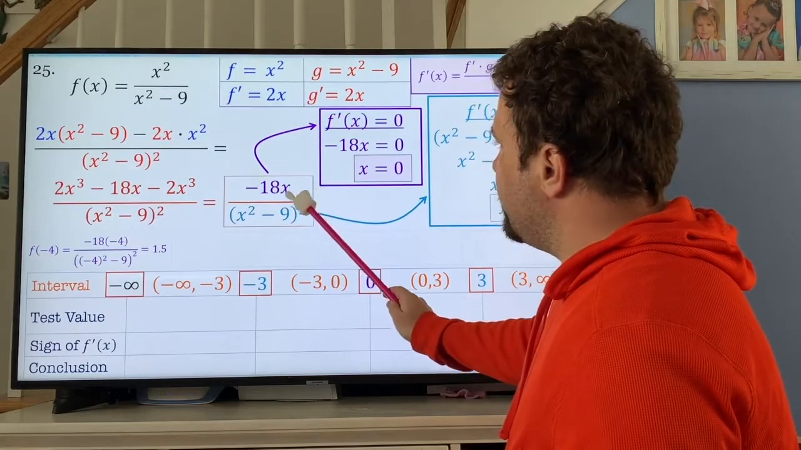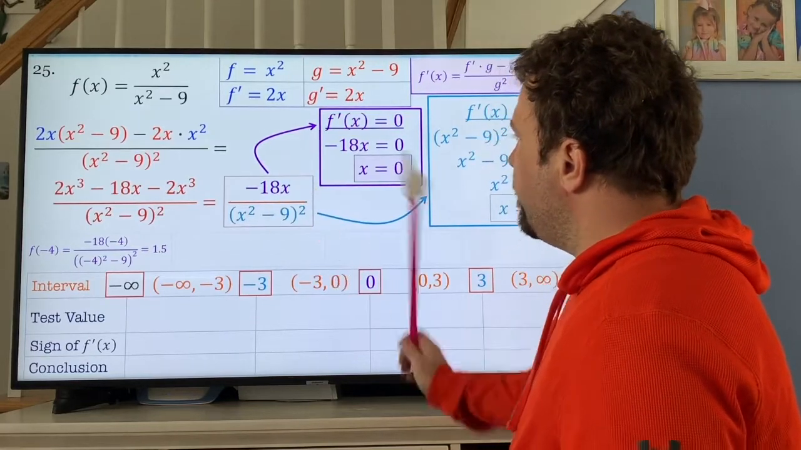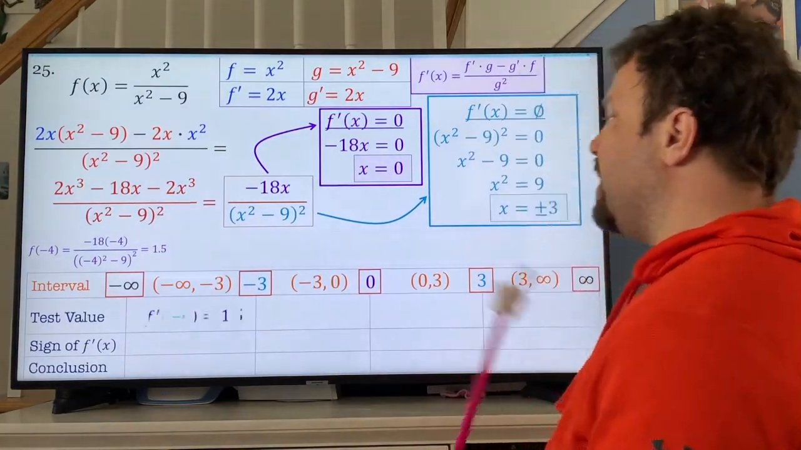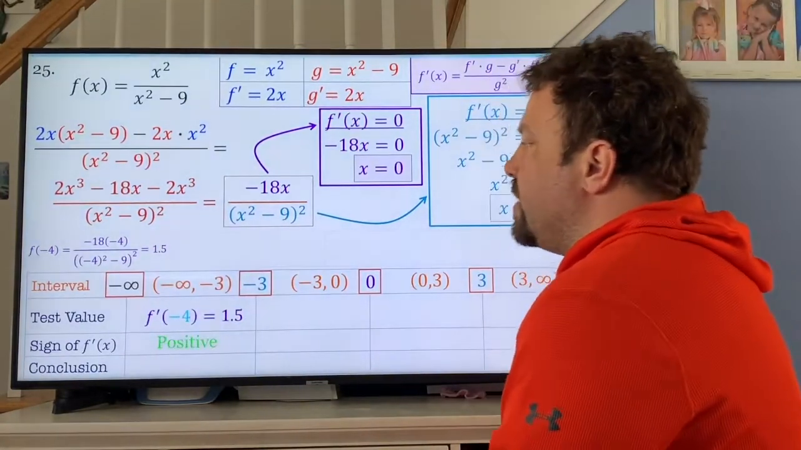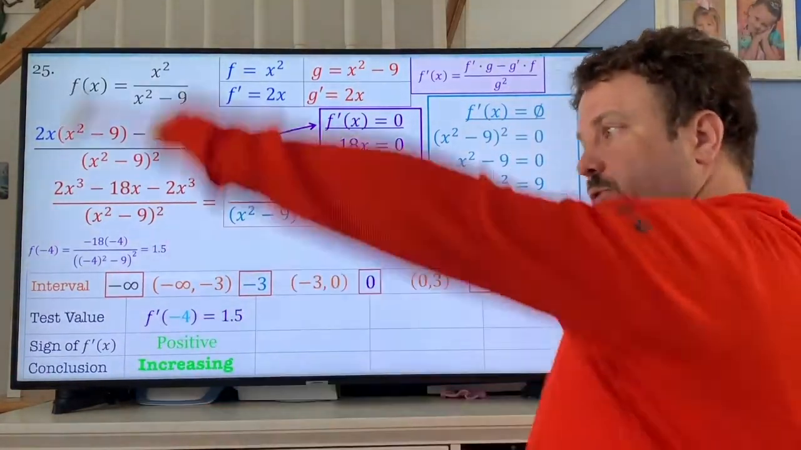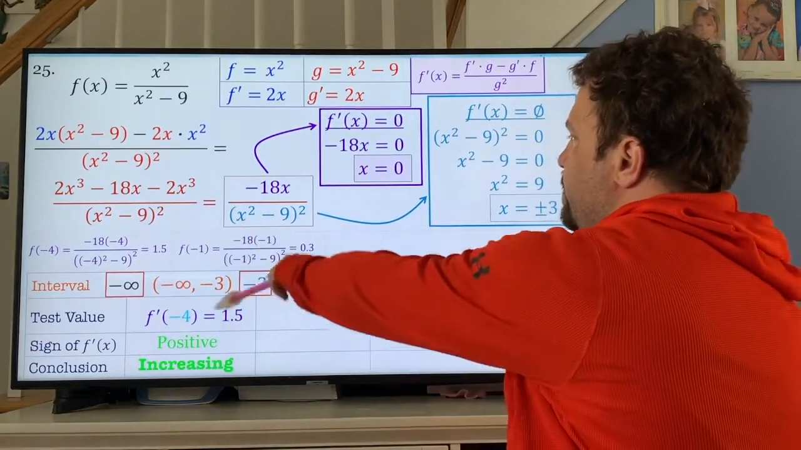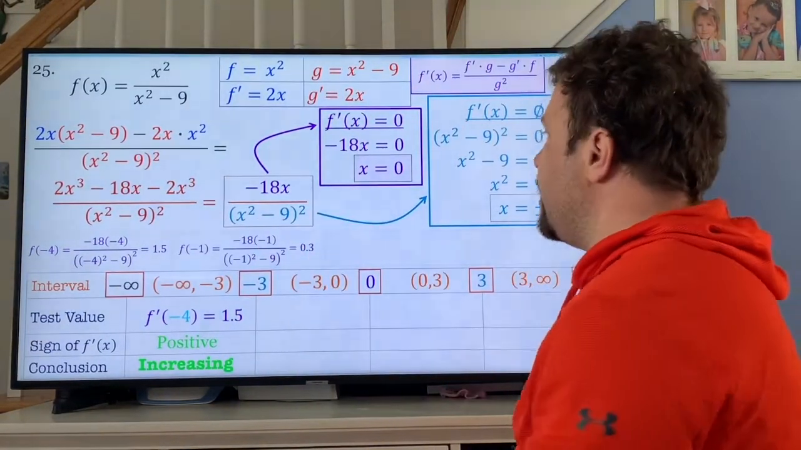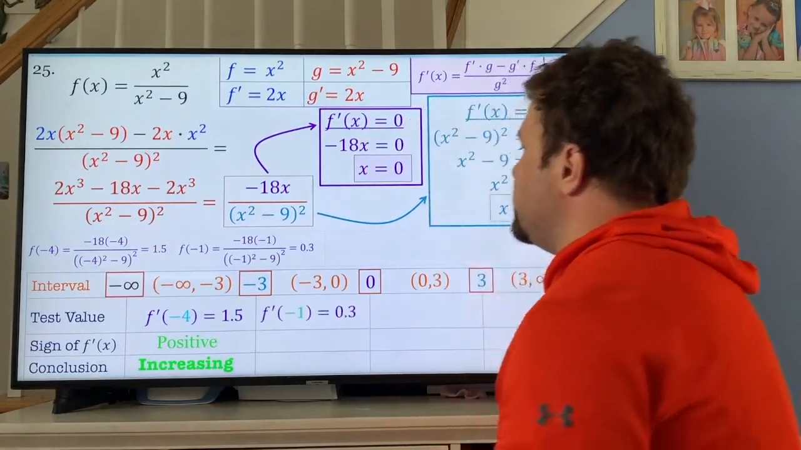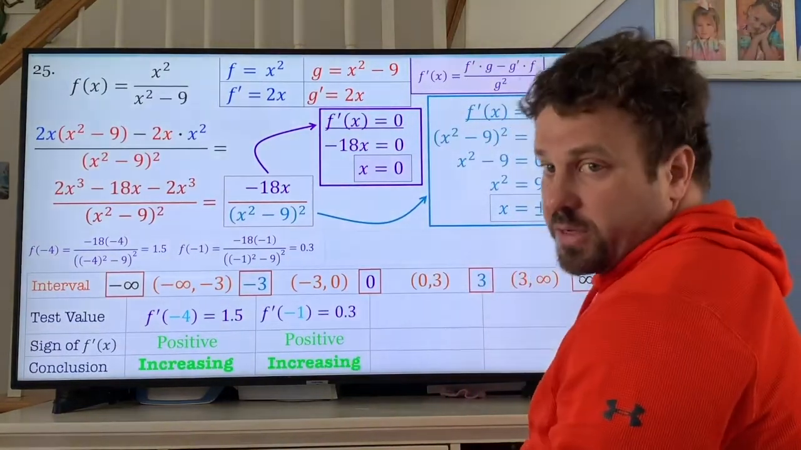Negative 18 times negative 4 times negative 4 squared minus 9 is a positive 1.5. Positive numbers increase. Try negative 1. Type it in. The calculation spits out a positive 0.3 as an answer. That's positive, which is also increasing.